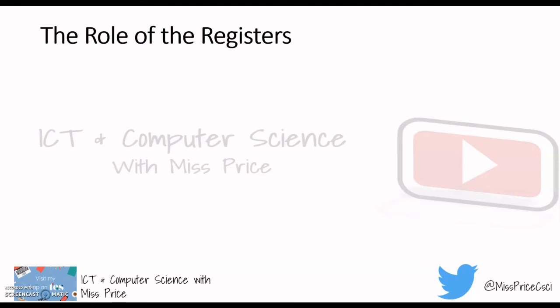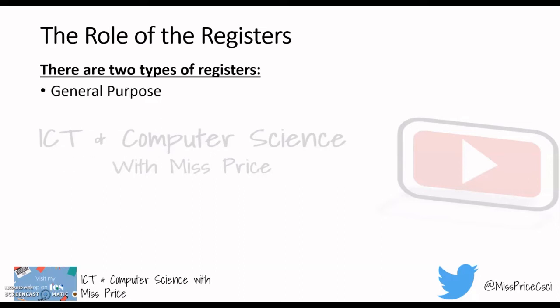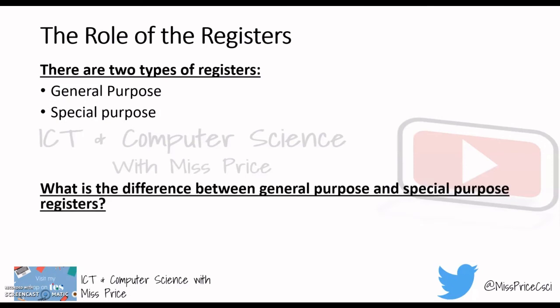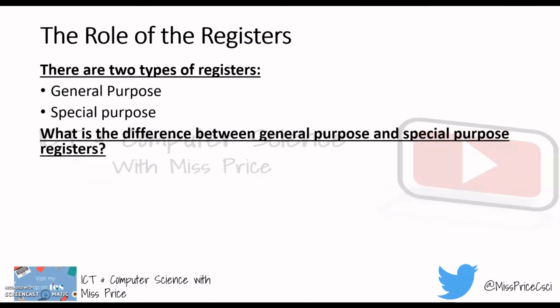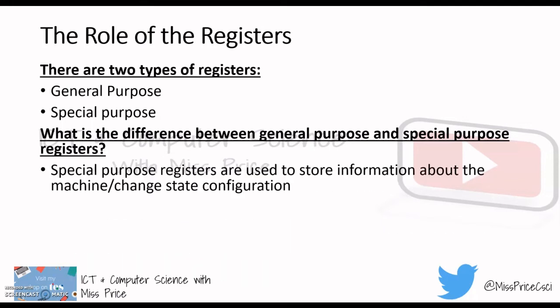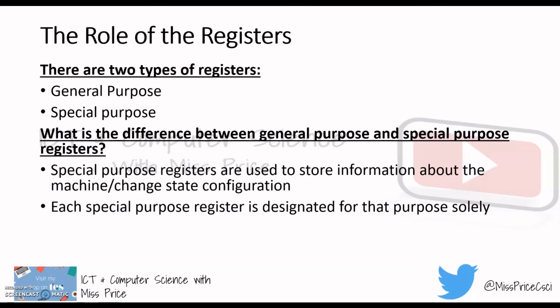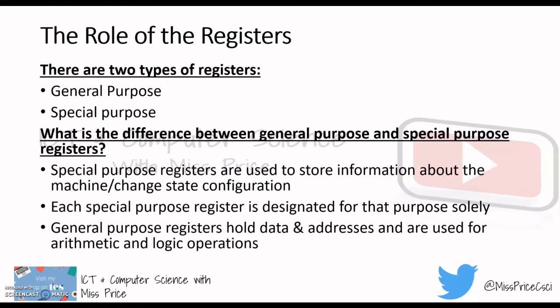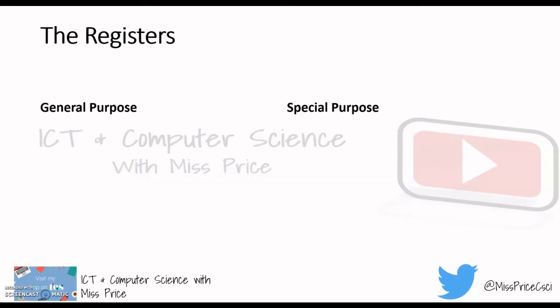Now, as I said, we were talking about the registers earlier. So there's two types of registers, the general purpose register and the special purpose register, and we need to know the difference between the two. Okay, so special purpose registers are very, very simple. They will have one specific job to do, and they're designated solely for that purpose, whereas the general purpose registers hold the data and the addresses, and they're used in the arithmetic logic operations. So they do quite a lot, okay? They're the ones that are keeping everything going, and then the special purpose registers do one job and one job only.